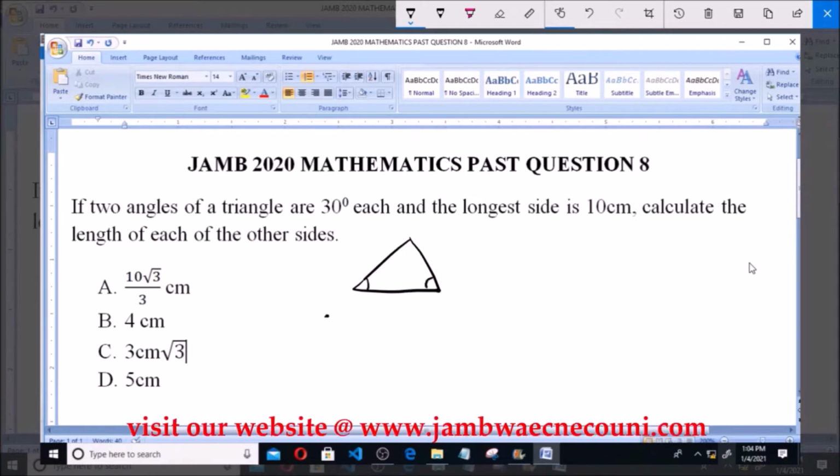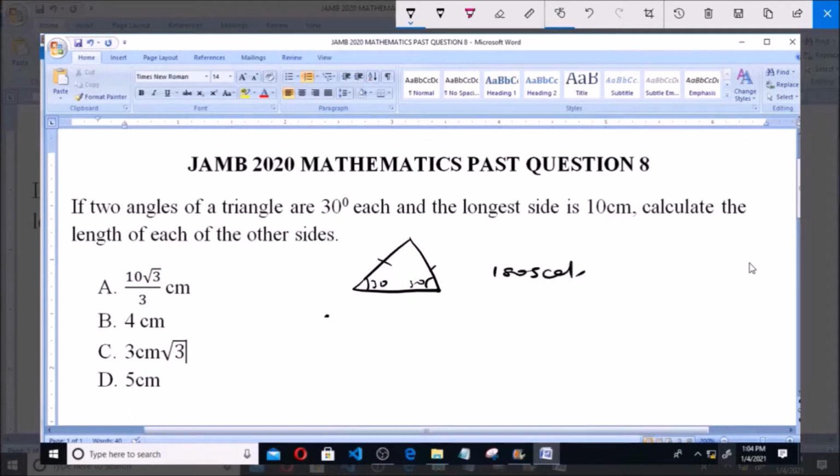Let's assume these are the two angles. Here is 30 and here is 30. This is simply an isosceles triangle, whereby the two base angles are equal. Now, it simply means if here is 30 and here is 30, here will be 120, because the sum of angles in a triangle is 180 degrees. And it said the longest side, definitely here will be the longest side of this triangle, is 10 cm.